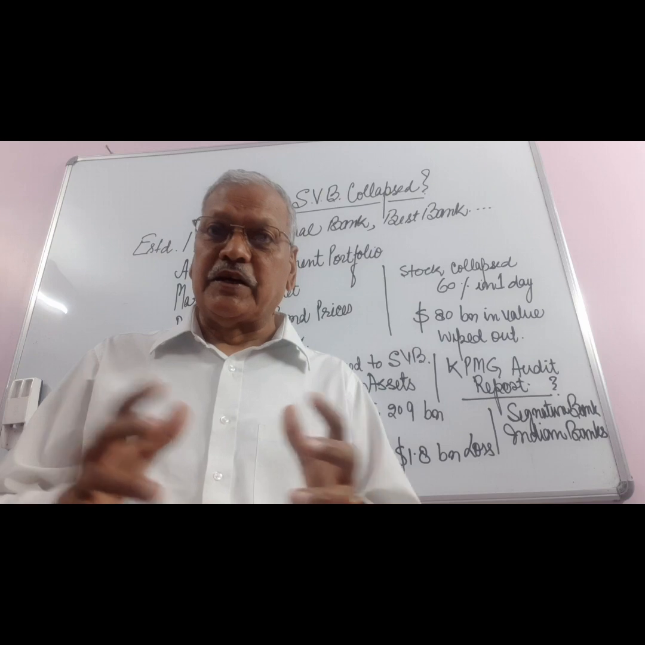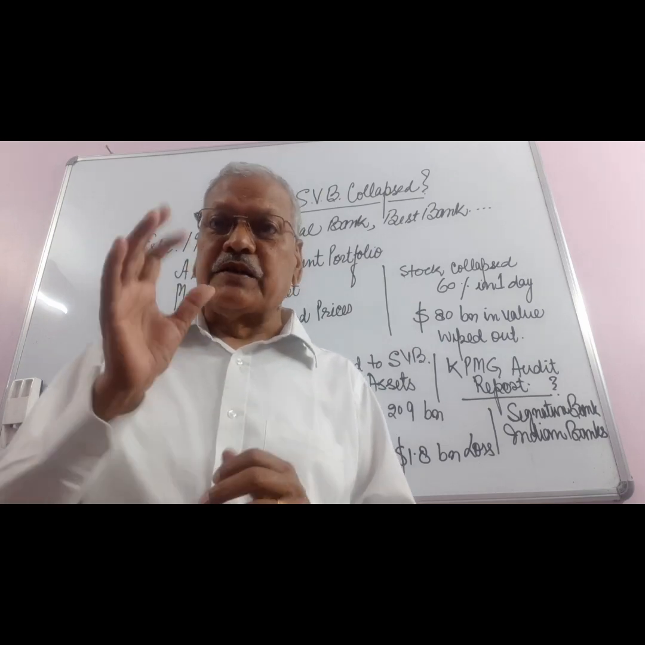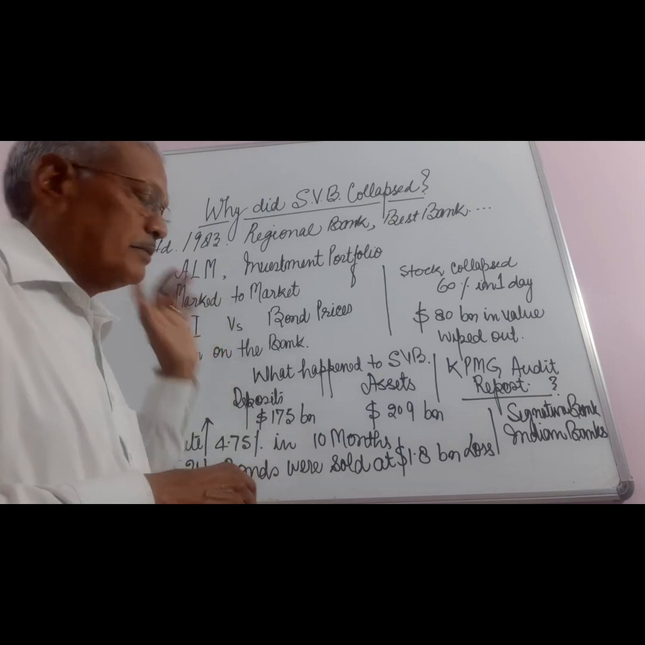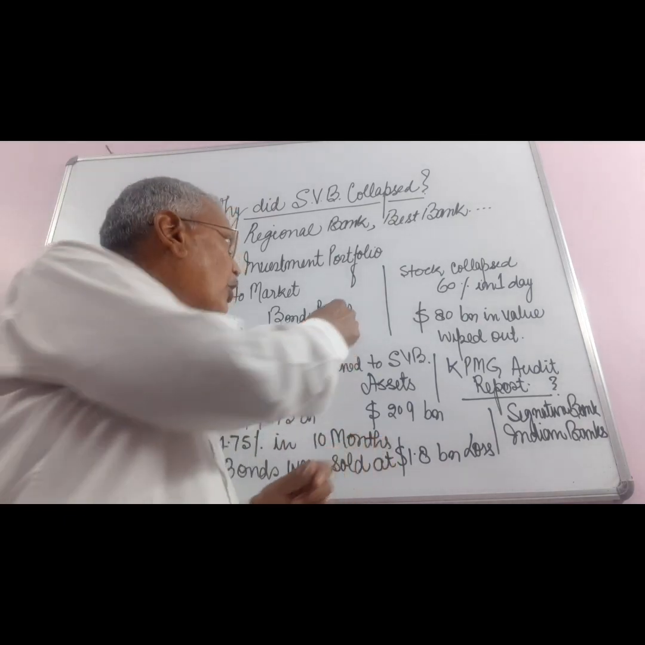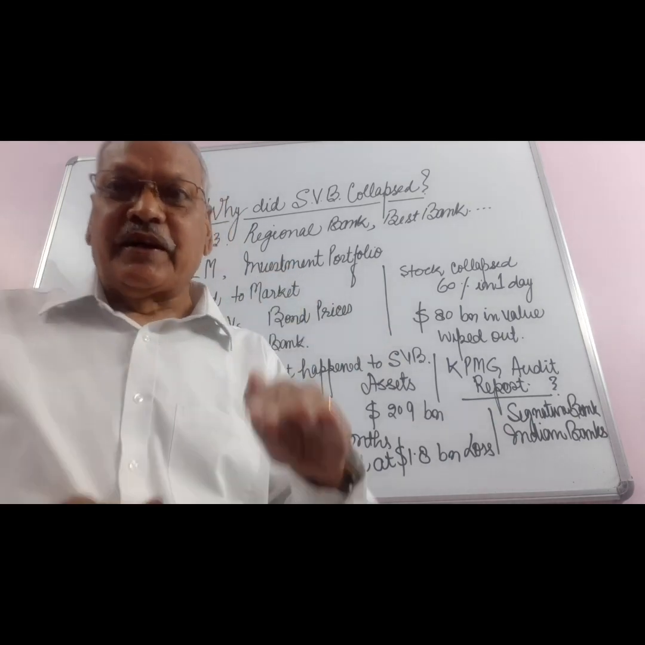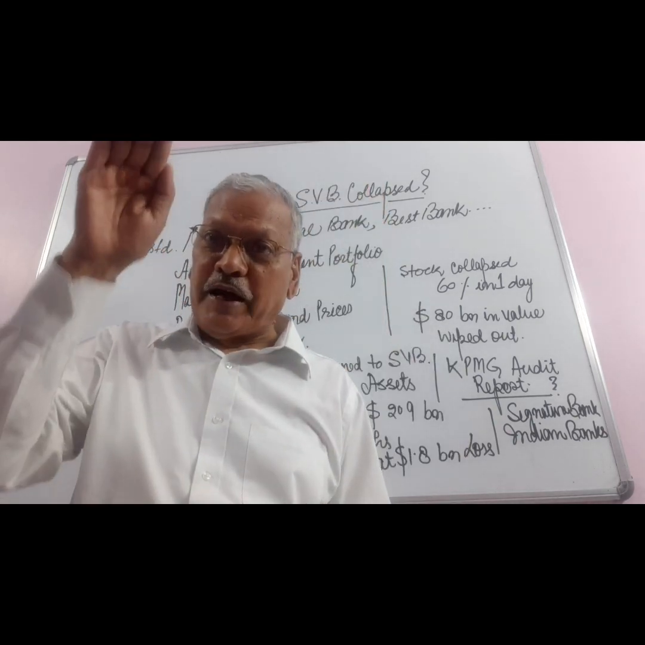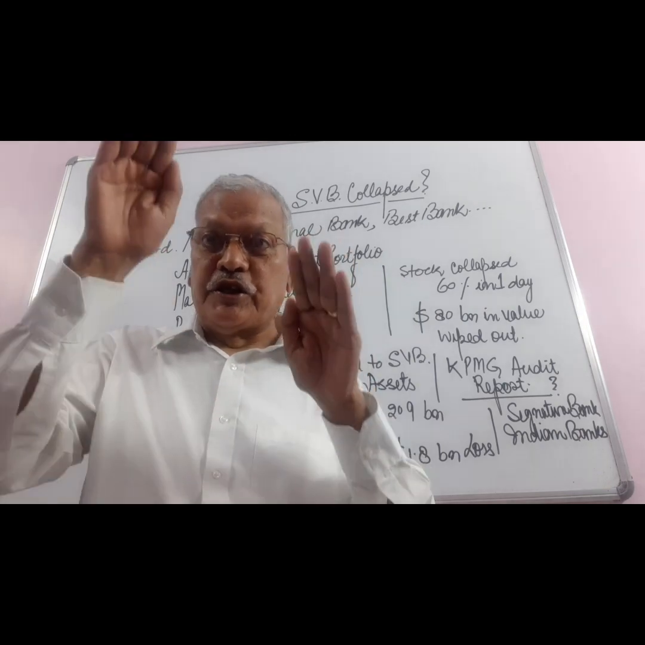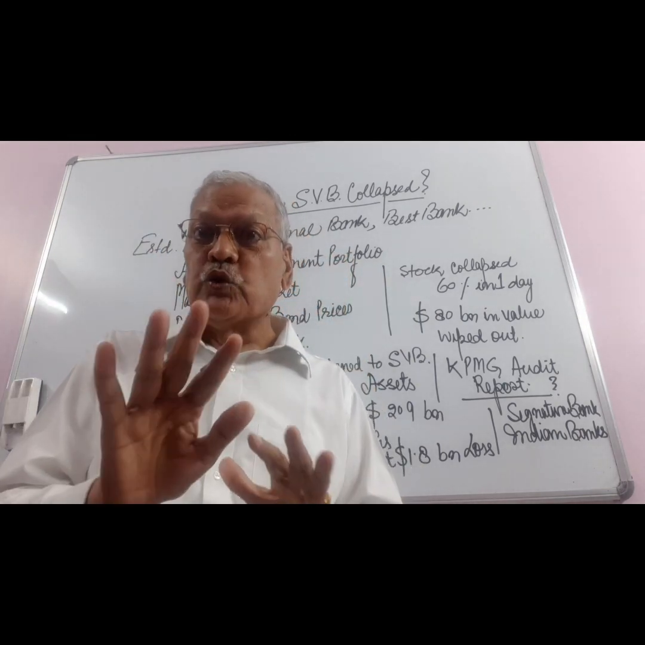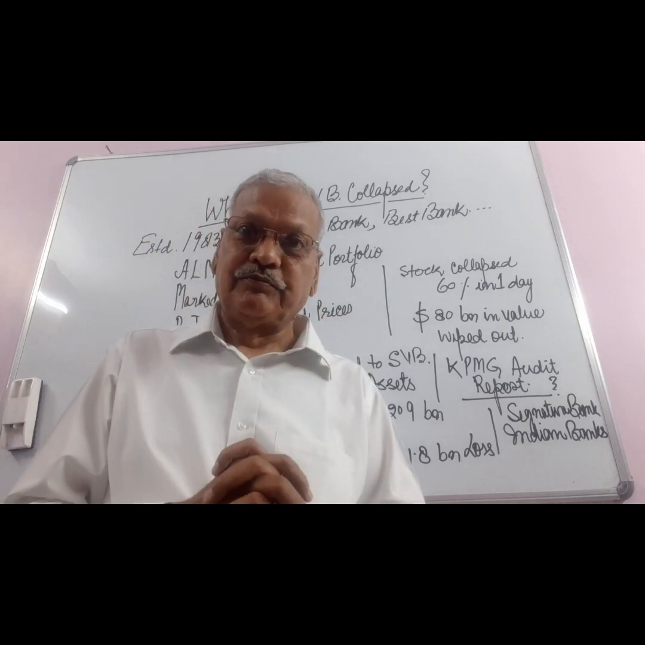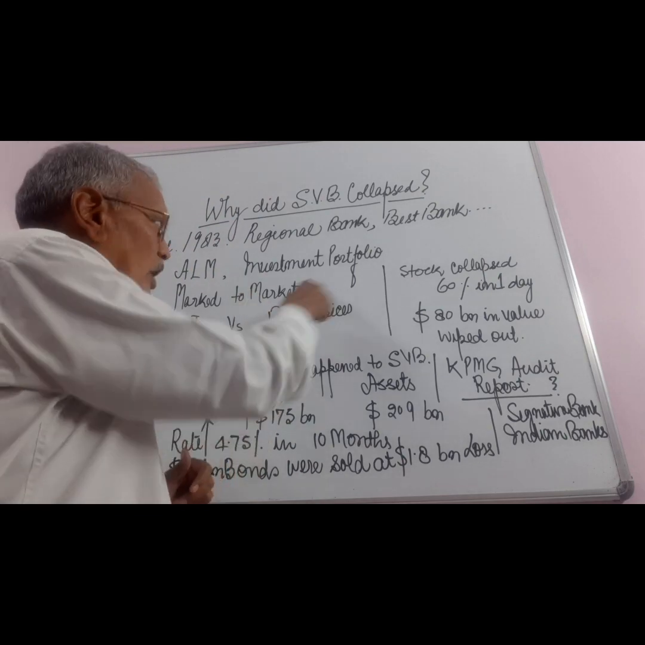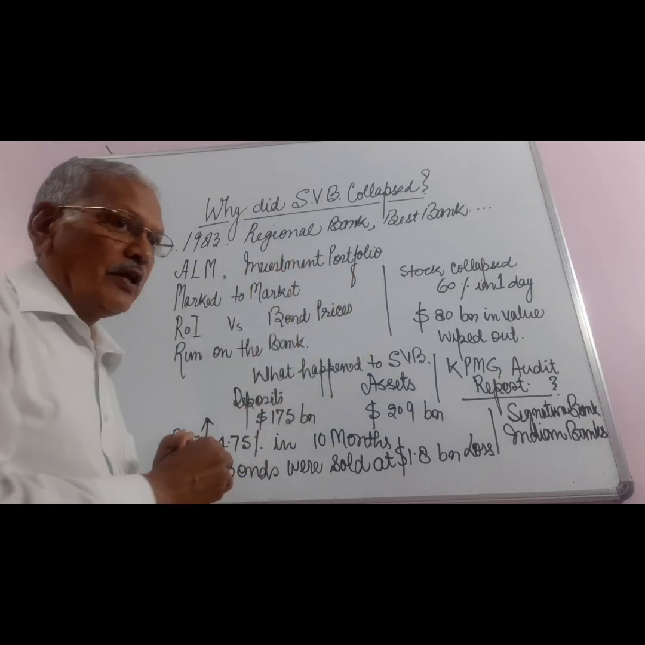And what is the market risk? Market risk is, if the rate of interest in the market goes up, the bond prices will fall. Rate will go up, so bond prices will fall, or securities prices will fall. This is an inverse relationship. If the rate goes up, bond prices will fall.